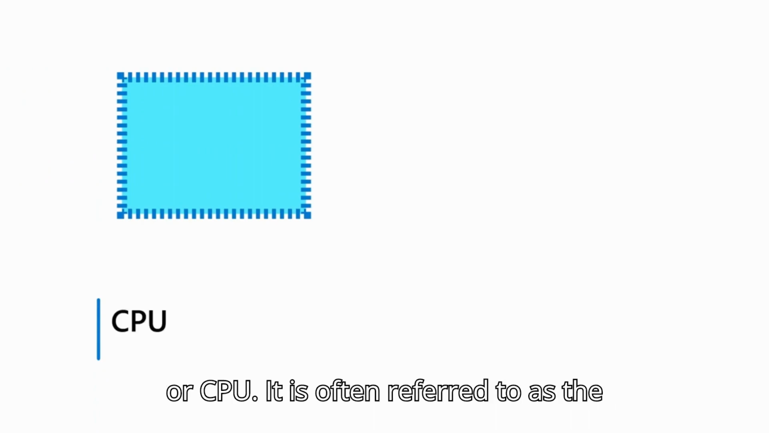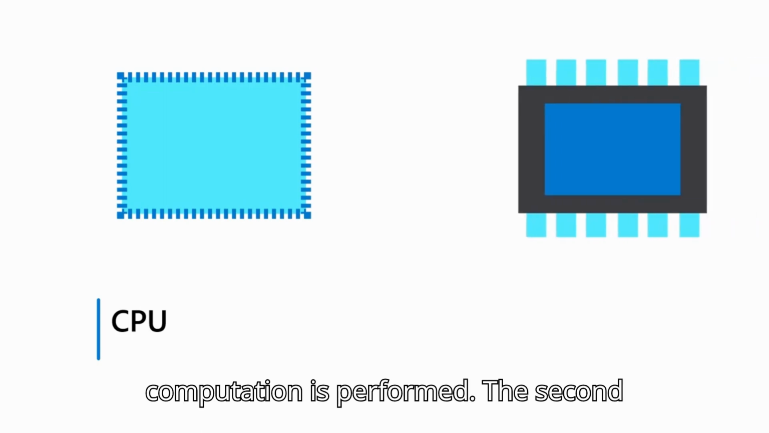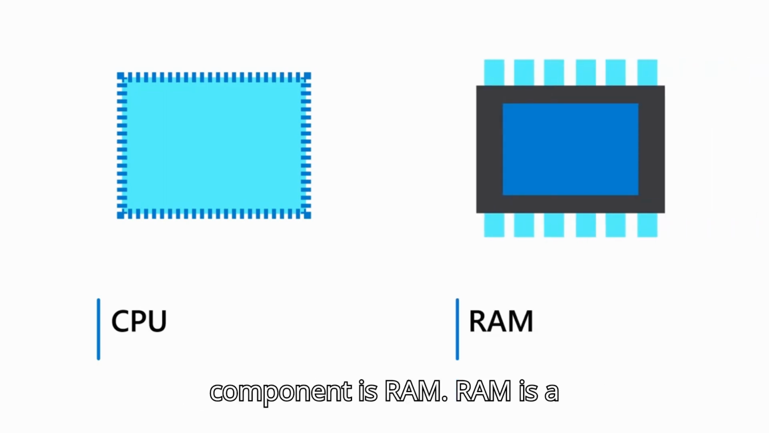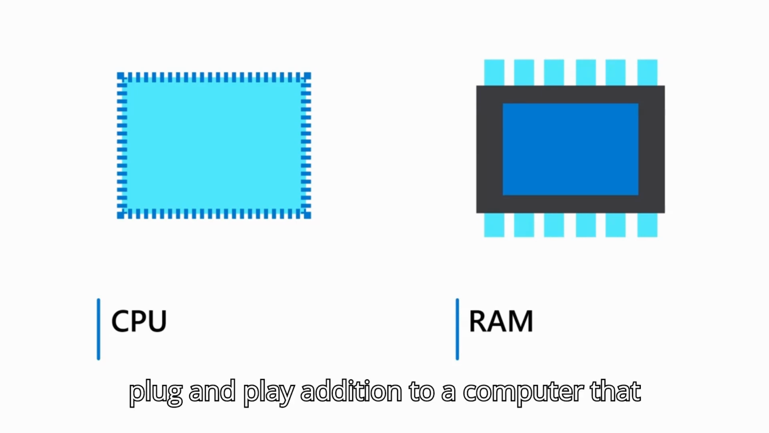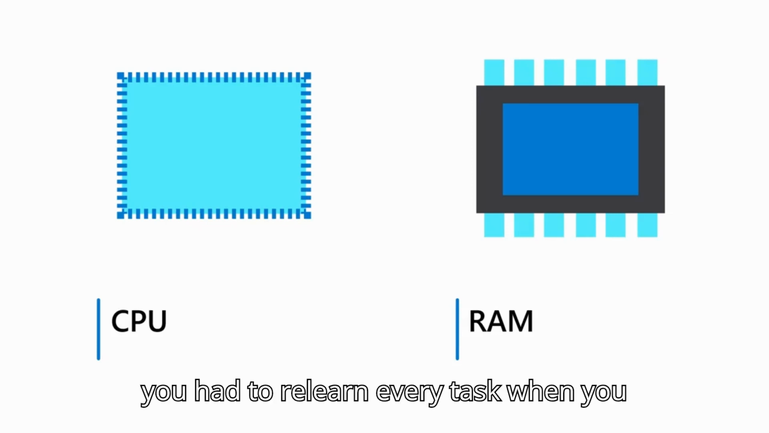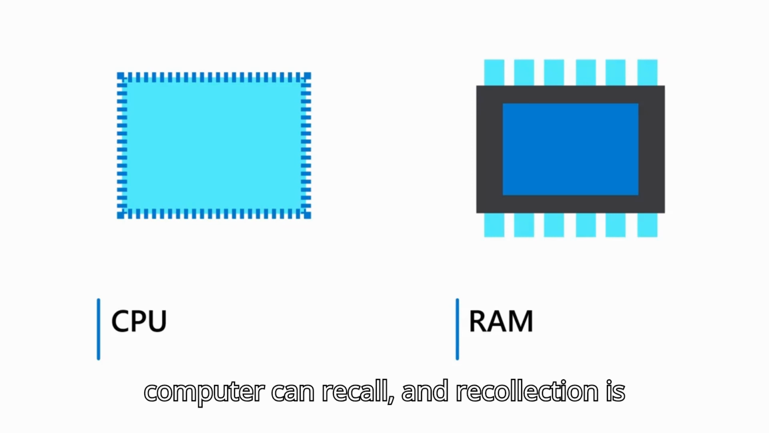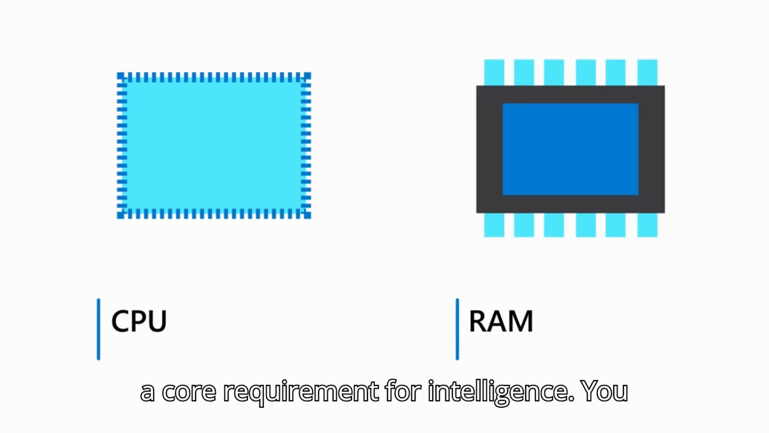The first component is the central processing unit, or CPU. It is often referred to as the brain of the computer, where the computation is performed. The second component is RAM. RAM is a plug-and-play addition to a computer that stores information. Can you imagine if you had to relearn every task when you woke up every morning? RAM ensures that a computer can recall, and recollection is a core requirement for intelligence.